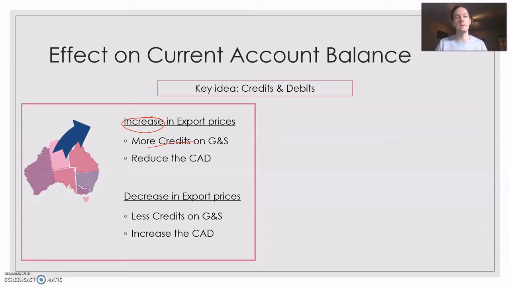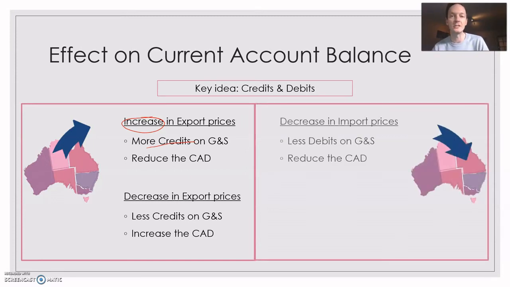So what does it mean for imports now? So this is coming into the country. What happens if there is a decrease in import prices? You'll see if what we're paying for imports becomes cheaper, well, there's less money leaving the country then. So what do we import? We import a lot of electronics, let's say cars. Let's say the price of cars significantly falls. Well, there's going to be less money that we now need to send overseas in order to buy those cars. And if there's less debits on the goods and services, then the CAD will fall.